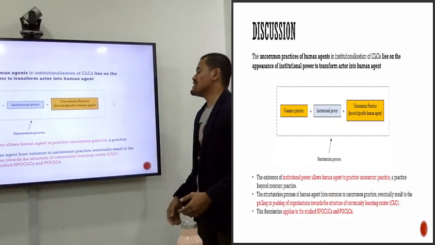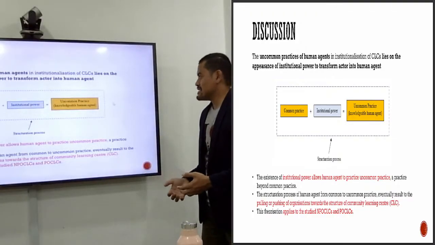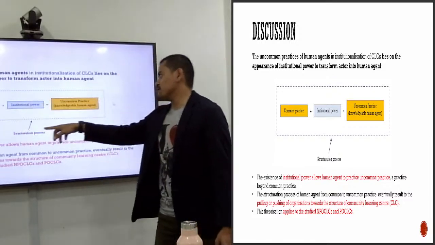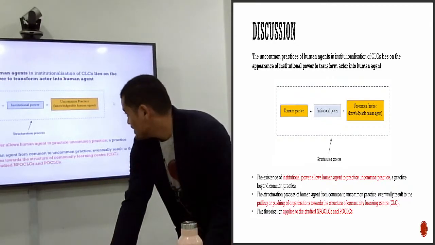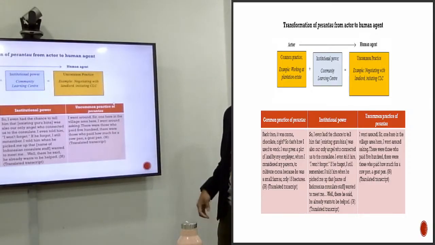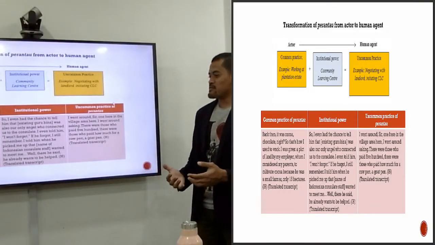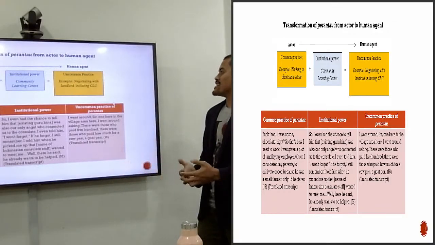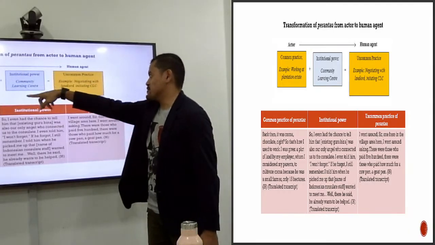So why do Guru Bina, for example, practice uncommon practices such as negotiation? Because of what I call the structuration process. It is actually a transformation of actor towards human agent. So what makes this actor become a human agent? What makes this actor go from only practicing common practice to practicing uncommon practice? That is the existence of institutional power. I call it the concept of institutional power.